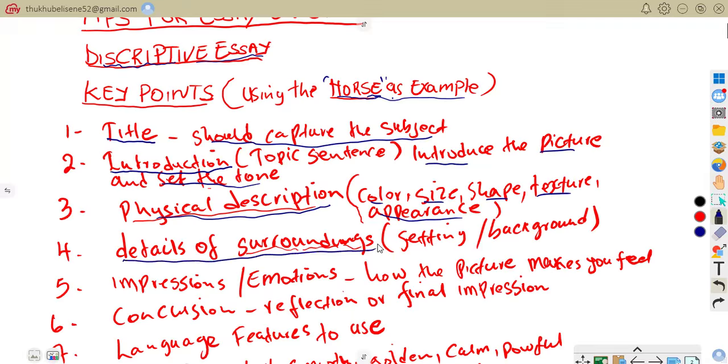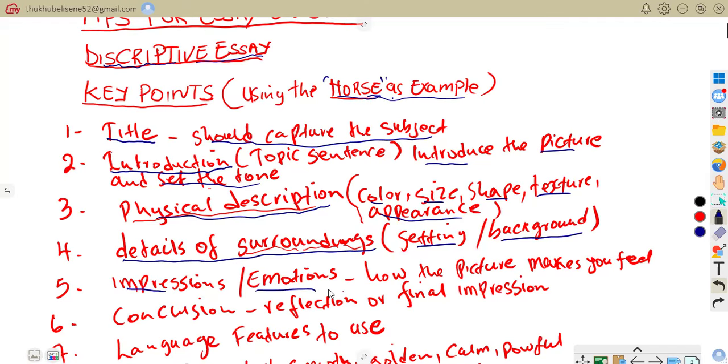Then the details of the surroundings. Here you're going to describe what is around the horse, giving the background. You are going to tell us about what is around that horse. Hope we are together.